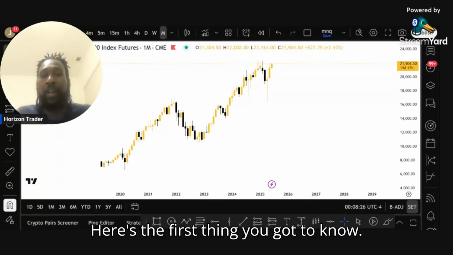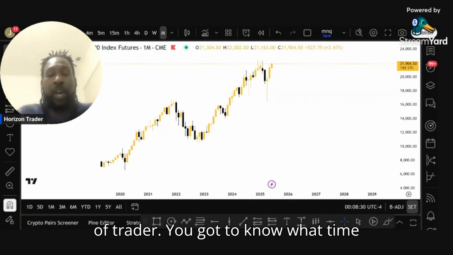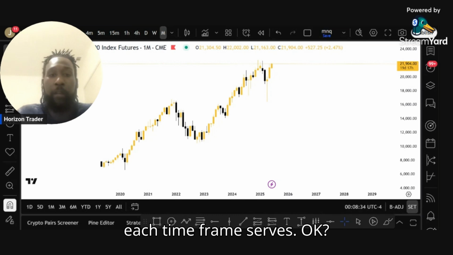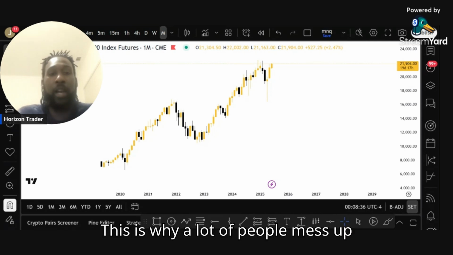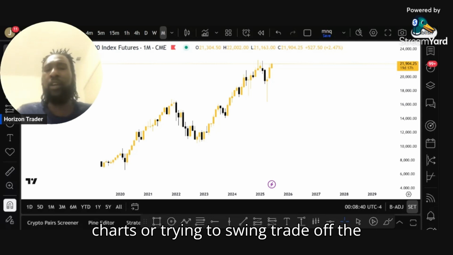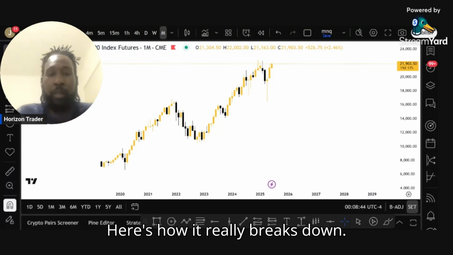Here's the first thing you got to know. Not every time frame is for the same kind of trader. You got to know what time frame matches your style and what purpose each time frame serves. This is why a lot of people mess up looking for scalps using the monthly charts or trying to swing trade off the 1 minute. That is completely backwards. Here's how it really breaks down.